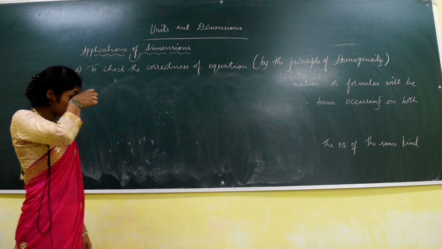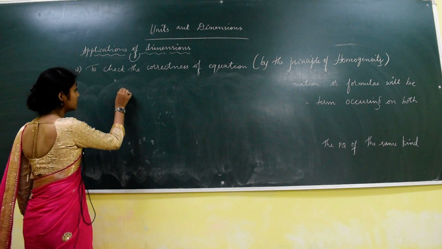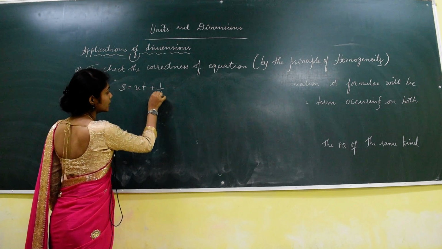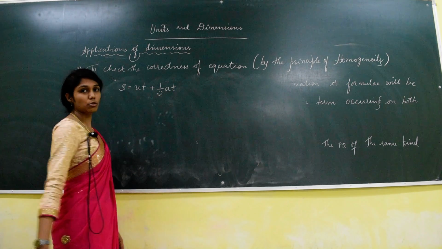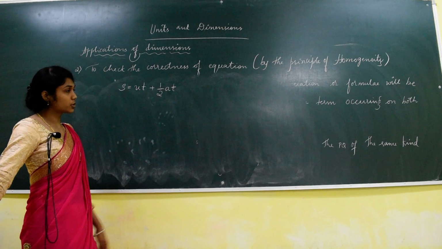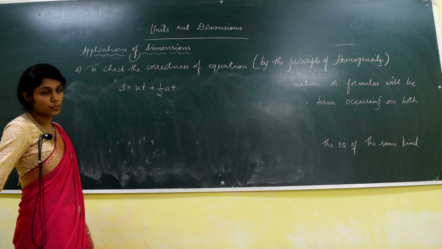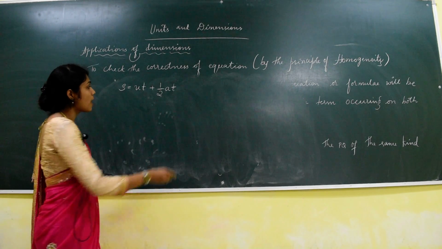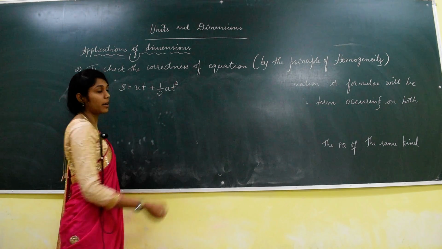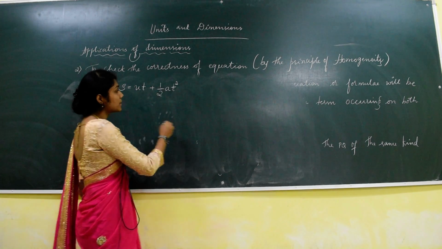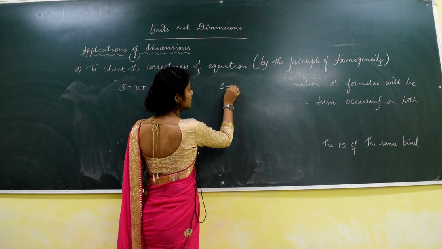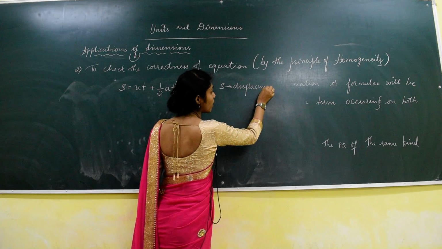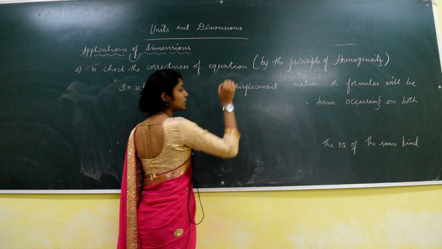So the first equation of motion I am going to consider here is S equals ut plus half at square. So this is the equation of motion. We use this equation for uniform motion. Here S equals ut plus half at square. Okay, so what is S here? S represents displacement.